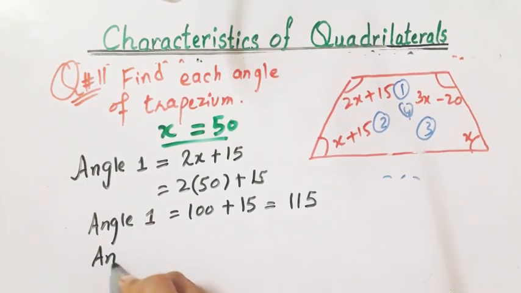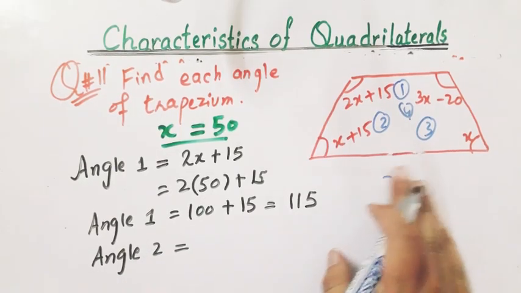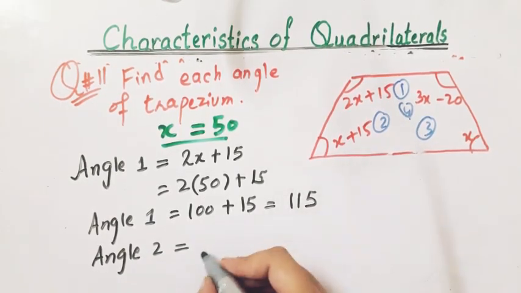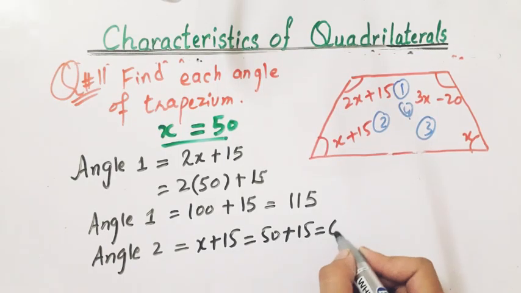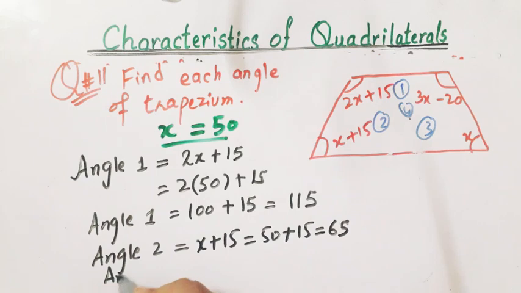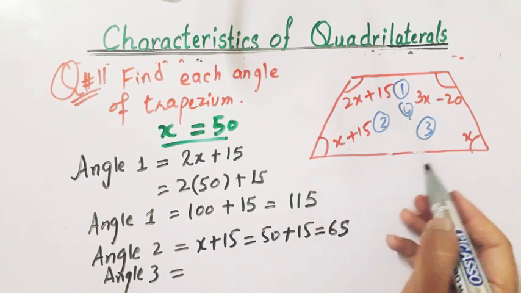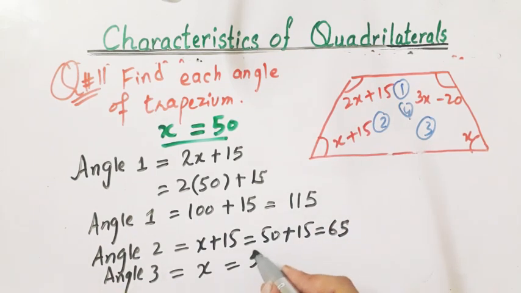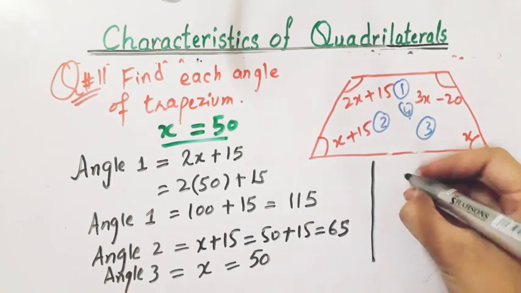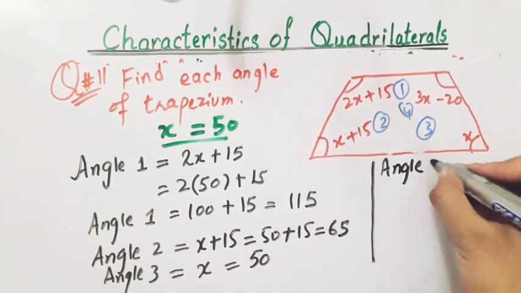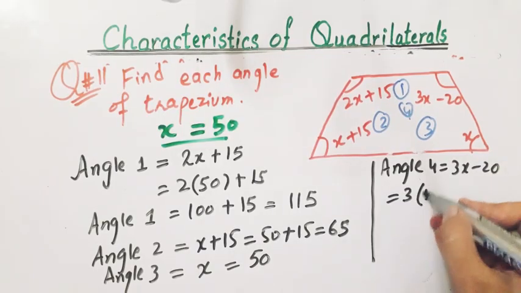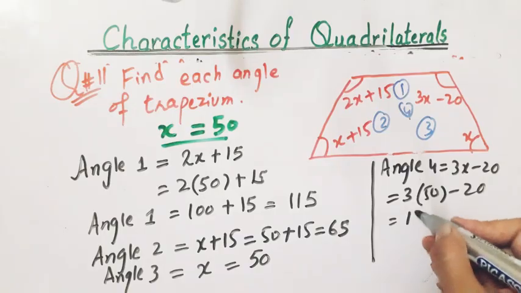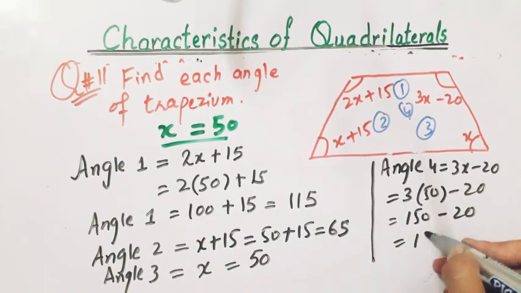Now we will find angle 2. Also write this. Angle 2 is x plus 15. It means 50 plus 15. That is 65. Now write angle 3. Angle 3 is just x. So x is 50. Now we will find angle 4. That is 3x minus 20. It means 3 times 50 minus 20. So 150 minus 20 gives 130. So these are the answers.